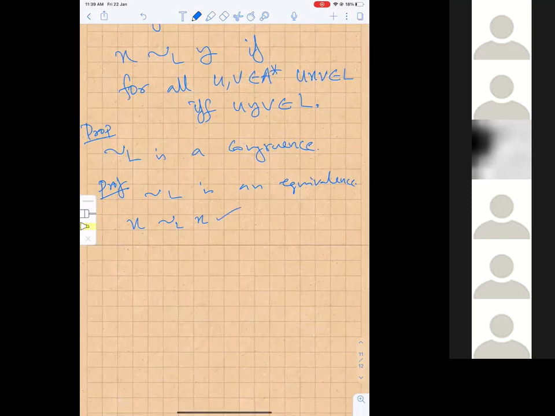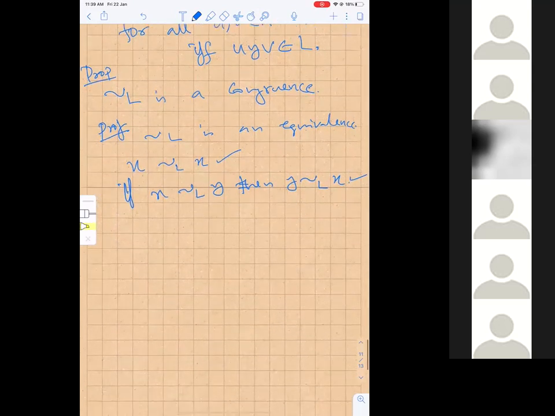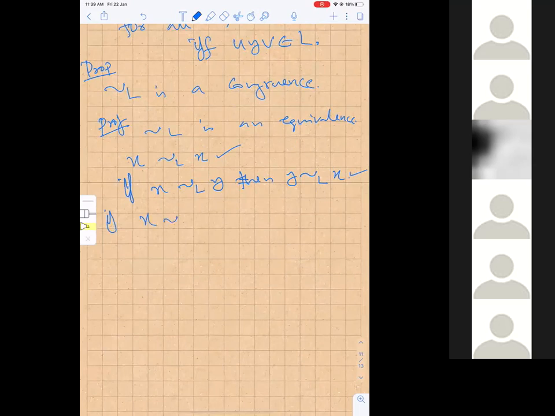This is done. If X is tilde L equivalent to Y, then Y is tilde L equivalent to X. That's also clear. If X is tilde L equivalent to Y and Y is tilde L equivalent to Z, then X is tilde L equivalent to Z. Why?